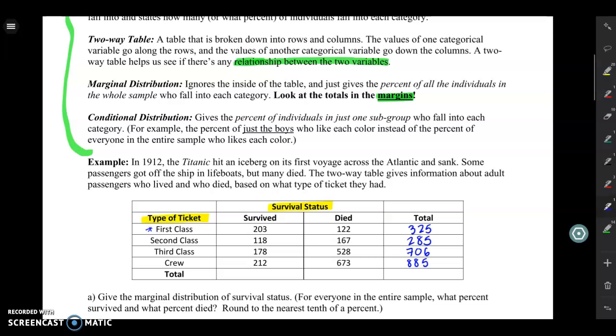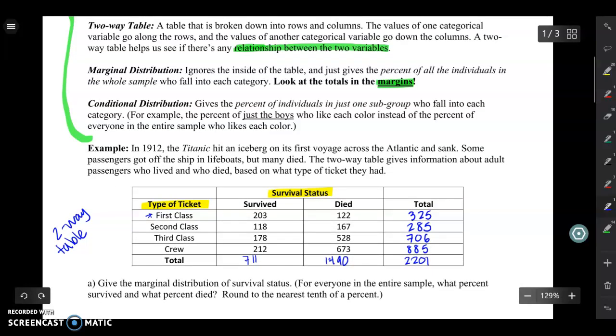If we total up our survival column, we learn that 711 people survived and 1,490 died, for a total of 2,201 people aboard the Titanic that day. So this is what a classic two-way table looks like, and there are tons of questions that you can ask and answer using a two-way table. That's what we're going to do in the next video. We're going to go through and ask and answer a ton of questions about this two-way table about the Titanic.